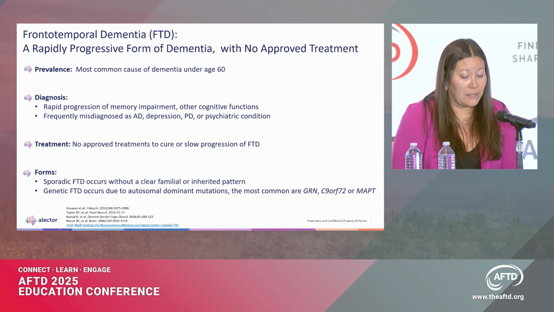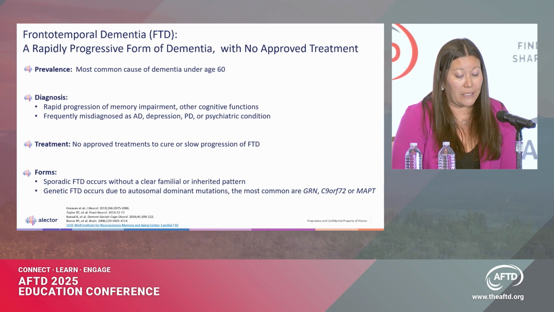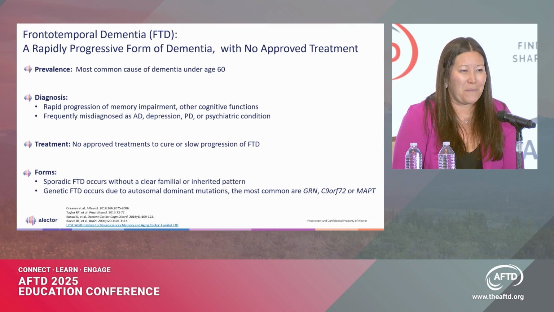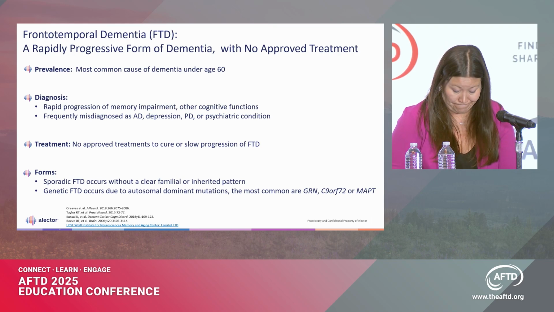The session before talked a little bit about how FTD can be sporadic or genetic. Sporadic, just to reiterate, means that there's not a clear inheritance pattern or a gene that's been identified that's causative of the disease. And in genetic forms, we do see inheritance patterns or causative genes that have been identified. The most common forms, as many of you I'm sure know, are GRN, which our panel is talking about today, C9orf72, and MAPT, although there are many other identified causative genes as well.